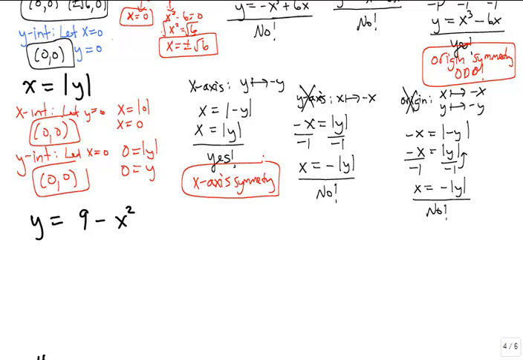And that means this is reflected over that x-axis. So if I were to graph this, this would not be a function. It actually looks like a V on its side. So it doesn't pass the vertical line test.